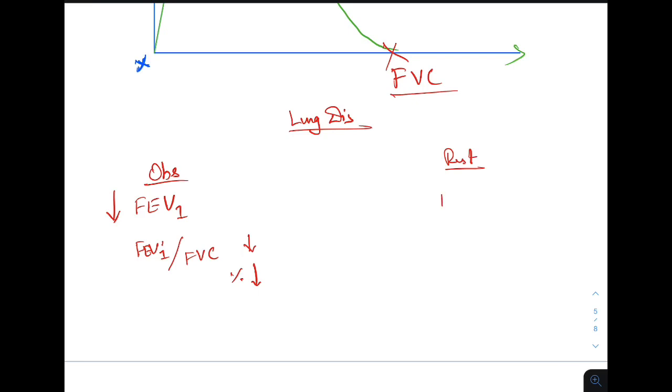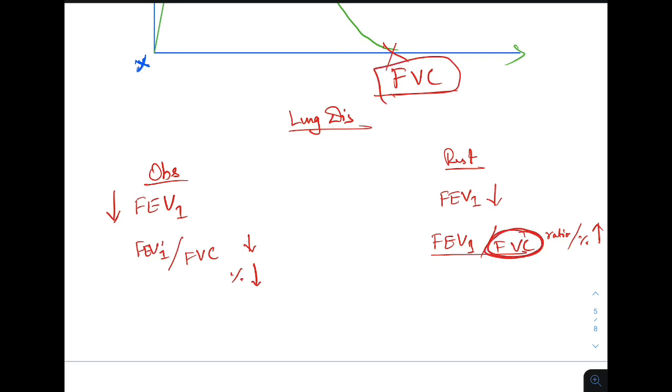But here, see, in restrictive, FEV1 will decrease, but the FEV1 to FVC ratio or percentage will increase. Why? See, the total amount of air you are breathing in, the maximum amount of air you have to take, but there is a restriction to the lung because of the disease. So the FVC is compromised. When the denominator is decreasing and the FEV1 is negligibly decreasing, that means the FEV1 ratio is increasing. Okay, this is the concept. Once again I am repeating, the numerator is decreasing, but the denominator FVC is decreasing far more than the numerator, right? So the ratio or percentage will increase.